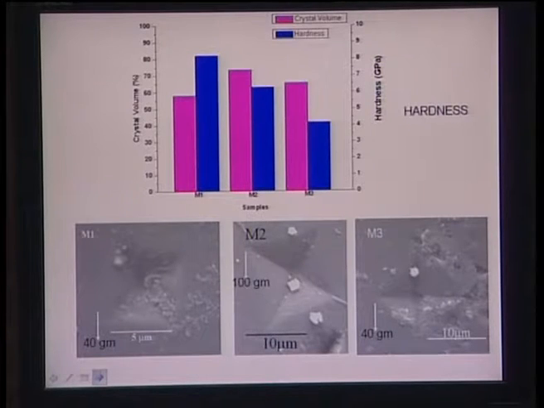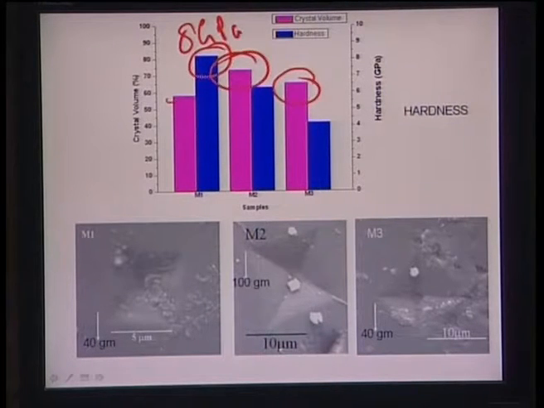Now as far as the crystal volume fraction is concerned, these materials contain crystals up to 60 to 70 volume percent, and as far as the hardness is concerned, these materials have very good hardness values, which is around 8 gigapascal. Now 8 gigapascal to roughly 4 gigapascal, that is the hardness range measured in these glass ceramic materials.